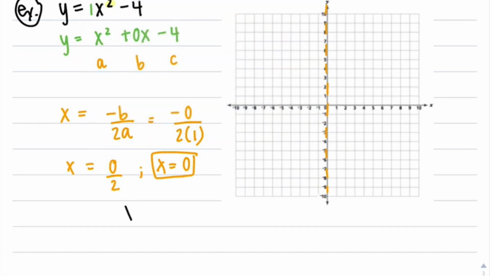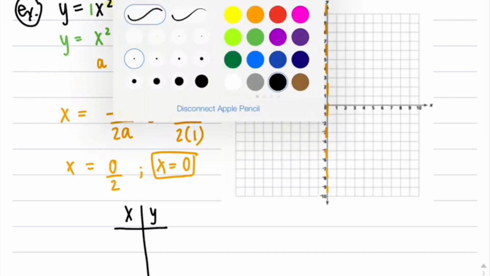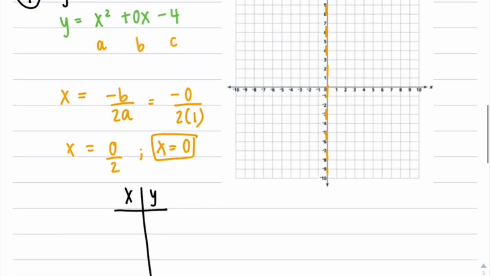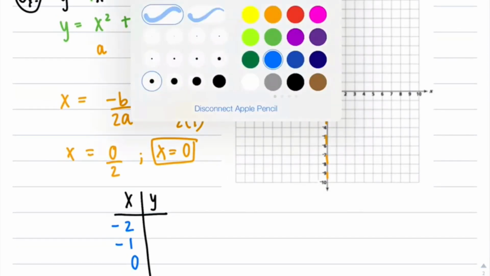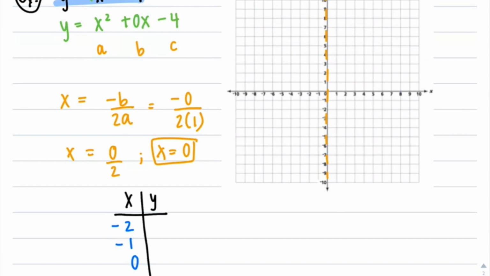All right, and then remember from here what's happening is we're just going to make our table. Again, we want to take our center point, that's 0, put it right in the middle, and then go either up and down from there. So 0, I'd go 1 and 2, and then I'd go the opposite way, negative 1 and negative 2. And again, same idea, you're going to plug those numbers into that equation here. So y is equal to x squared minus 4. And then that's how we'll start getting these numbers.